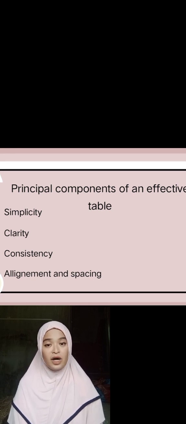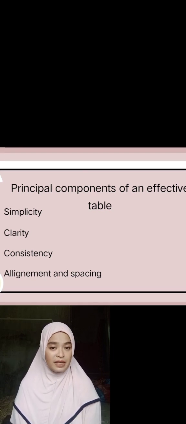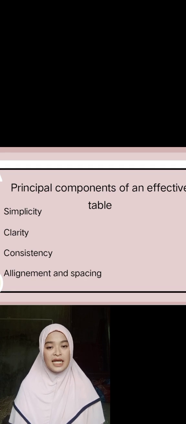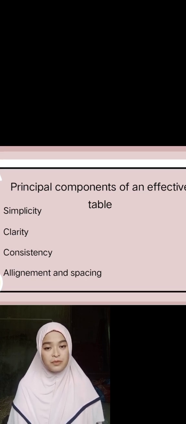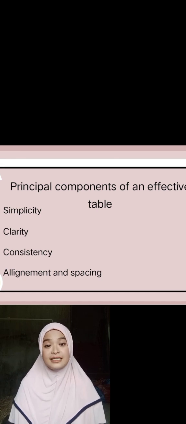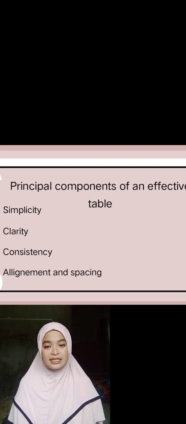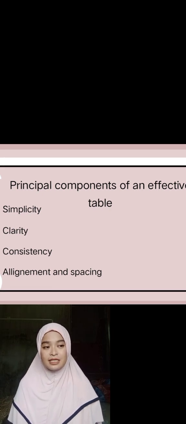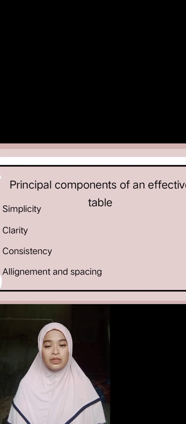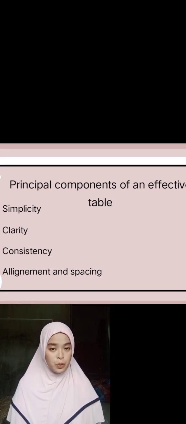And then the last one is alignment and spacing. The proper alignment of data and appropriate spacing contribute to a clean and organized appearance. This aids information absorption, making it easier for the users to focus on the content without being visually overwhelmed.